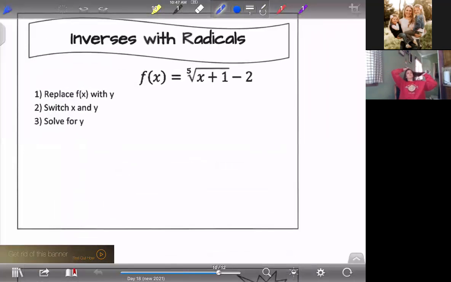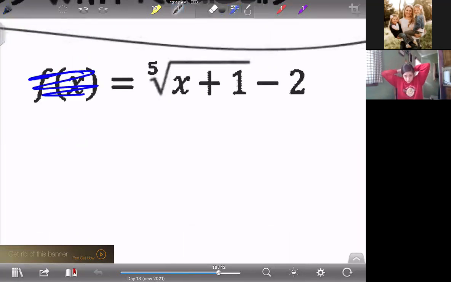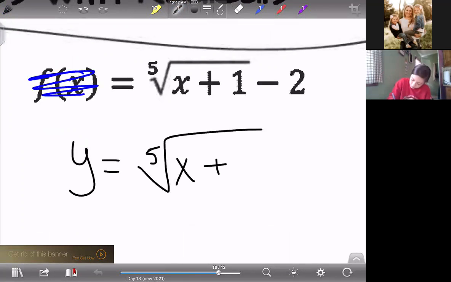All right, let's try another one. So again, same 4 steps. We're going to start off with taking function notation out, replacing it with y. So y equals the 5th root of x plus 1. The -2 hangs out at the end.